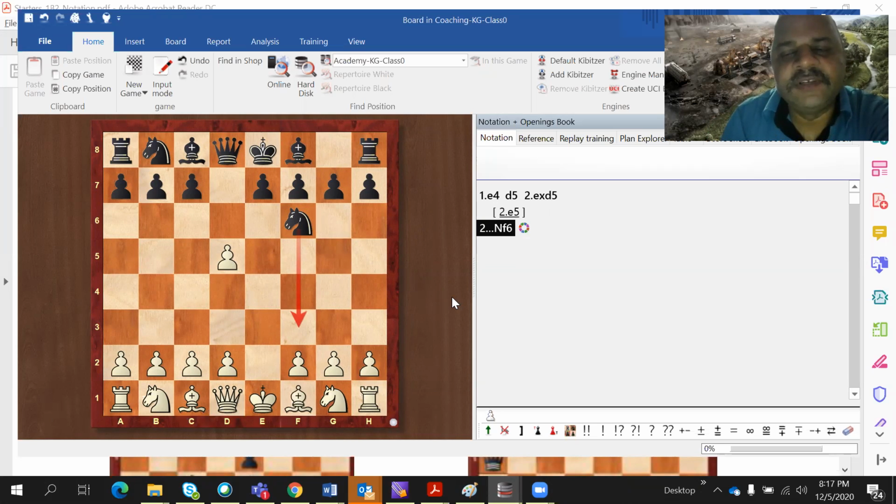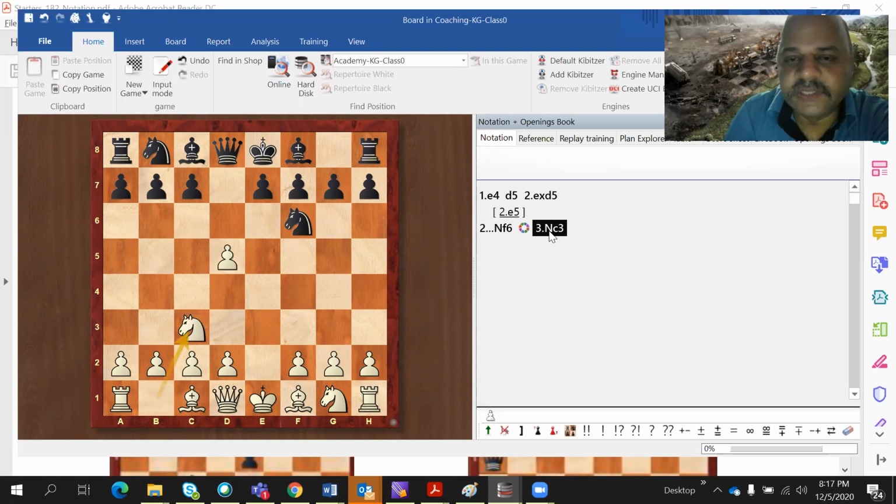Right now we are not talking about what is a good move, I'm just talking about how to write the moves. Okay. So then after that, if white plays the knight here, it is written as knight to c3, right?